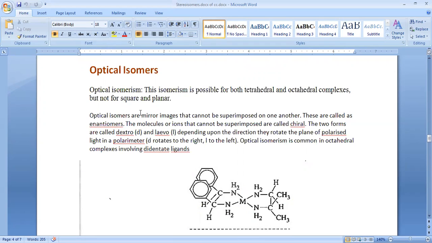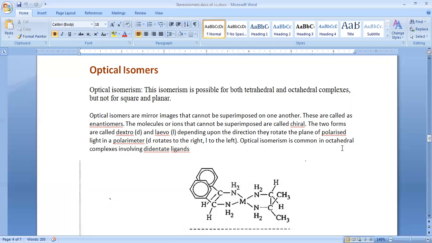Next, optical isomers. Optical isomers exhibit optical activity: they rotate plane polarized light in either the right hand direction or the left hand direction. If any molecule rotates PPL, or plane polarized light, towards the right hand side, then it is designated as dextro, or small d. If any molecule rotates the plane polarized light to the left hand side by some degree, that is known as levo, or small l.